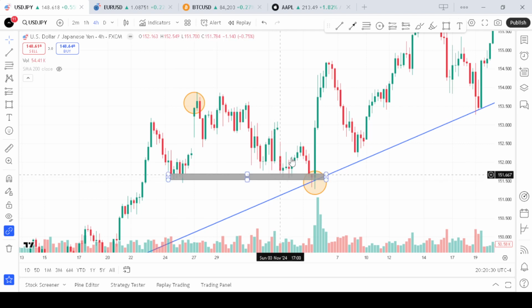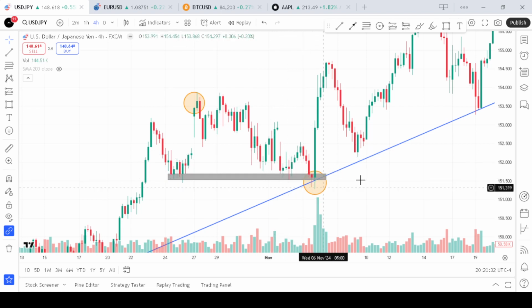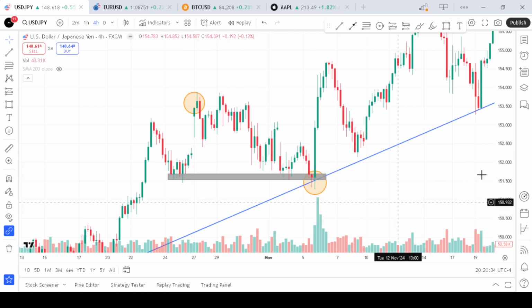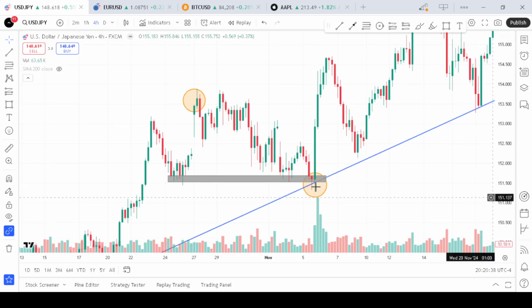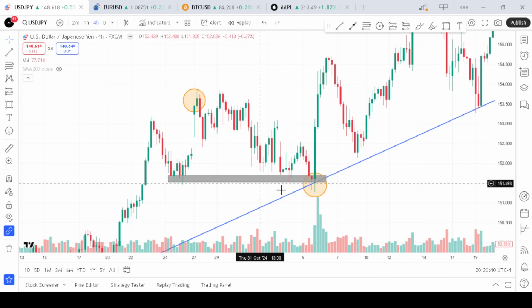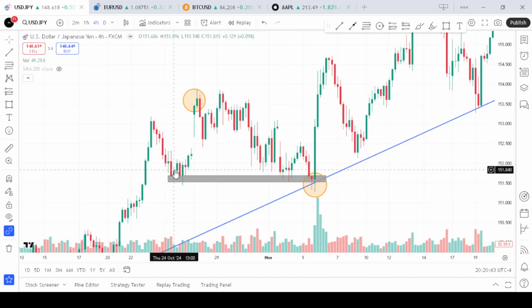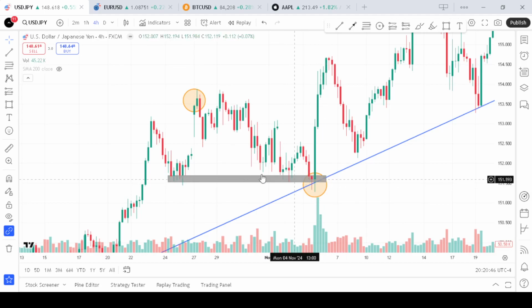Price came here, reacted from this area. So this is a particular area of value. Once you have identified the trend and your area of value, this is in a selling scenario. So a hammer usually happens near a strong support area. That's why we are looking for a hammer in a strong support area.